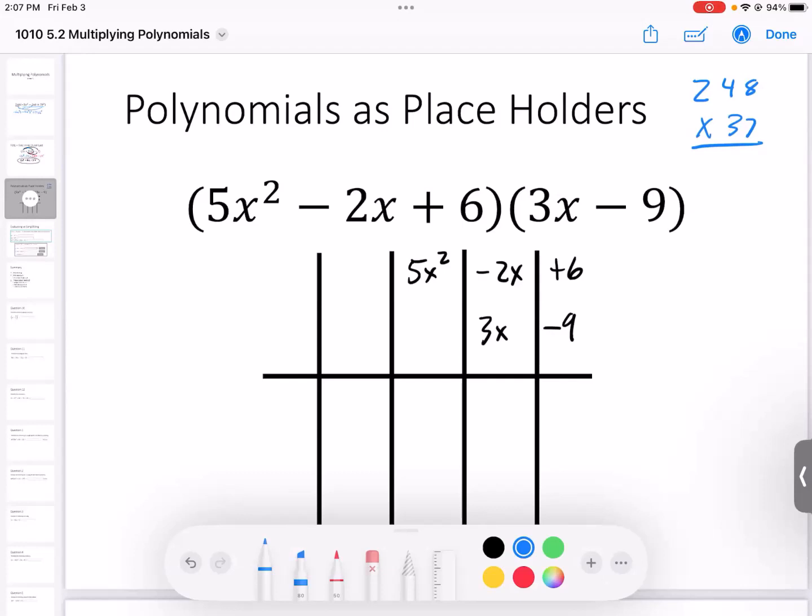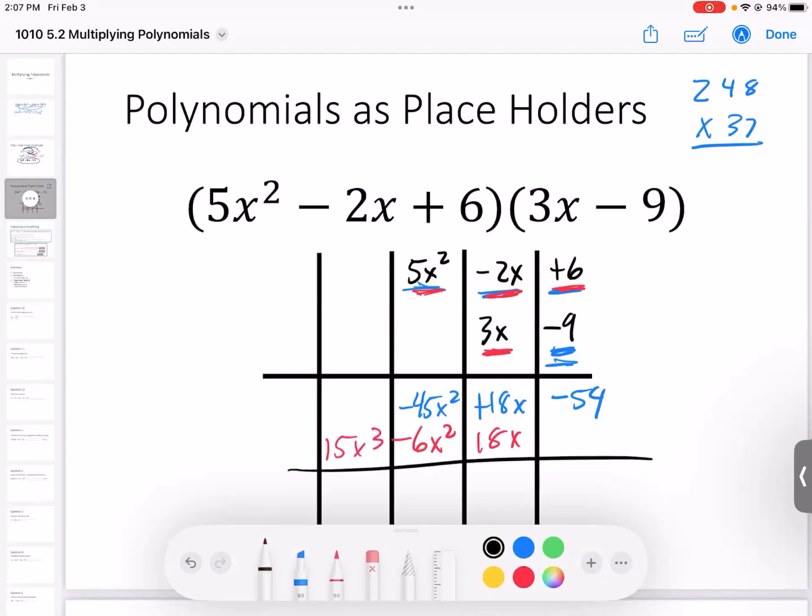So with polynomials, you basically do the same thing and you'd say, well, -9 times 6 is -54. -9 times -2 is +18. And sorry, I should have included the x. So -9 times -2x would be +18x. And then -9 times 5x squared would be -45x squared. And then you'd take the 3x and you'd say 3x times 6 is 18x. 3x times -2x is -6x squared. And 3x times 5x squared is 15x cubed.